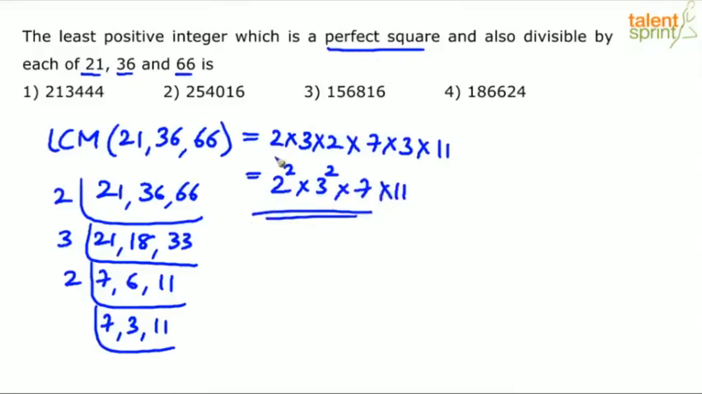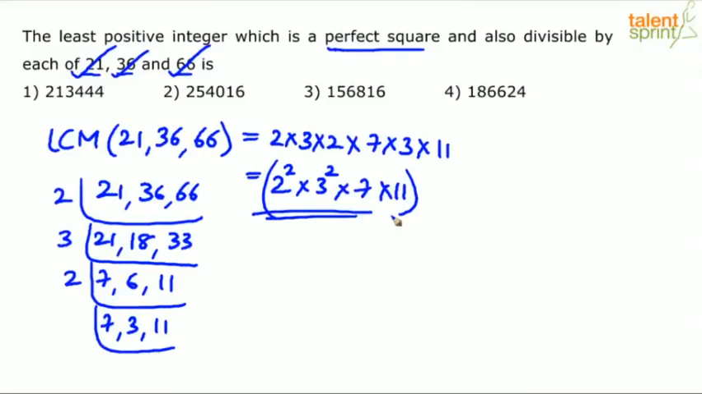Now this LCM represents what? LCM shows us a number which is divisible by 21, 36 and 66. So that part is solved. We are looking for a number which is divisible by 21 and 36 and 66. That number can be taken as the LCM of these three values, which is 2 squared into 3 squared into 7 into 11. But we also have to find a number which is a perfect square. Is this LCM a perfect square? No. See, 2 squared and 3 squared are okay, but 7 and 11 are only taken once here. So it is not a perfect square.